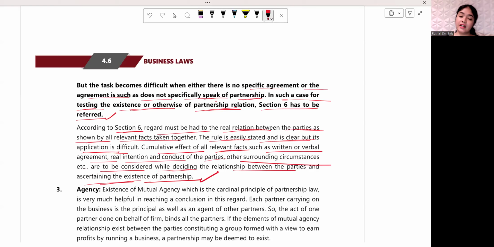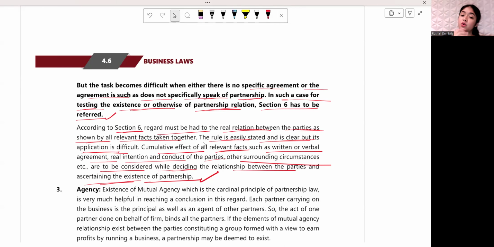Now, it becomes difficult when there is no specific written agreement that from today we are going to act as partners, or it does not say anything about partnership. At that time you have to check whether there is a partnership or not, and we have to refer to section number 6. Now, in section number 6, the real relation is to be tested. Are these brothers running a business? If they are brothers of the same family, then that is an HUF. If it is husband and wife who are running the business, that is again an HUF. You can't say that this is a partnership business.